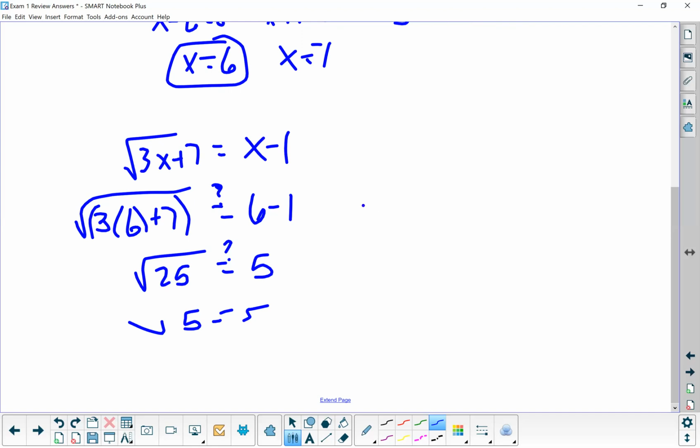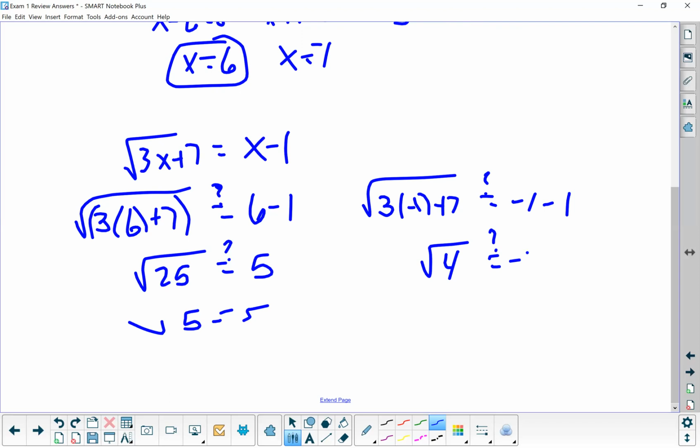For -1, I take the square root of 3 times -1 plus 7. Is that equal to -1 minus 1? So this would be -3 plus 7 is 4, square root of 4. -1 minus 1 is -2. And I already know that that can't be true because a square root can never be equal to a negative. So that doesn't work. You would actually get 2 equals -2, which is not true. So 6 is our only solution for part D.